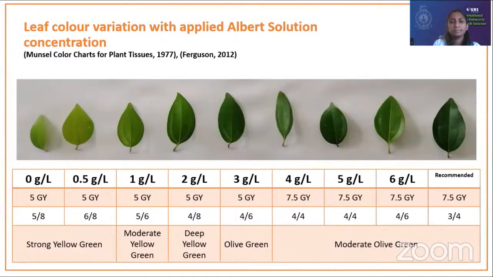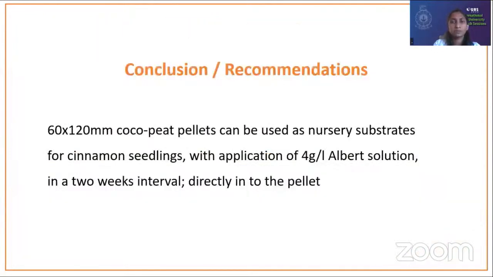Considering all these factors, 4 grams per liter level can be selected as the suitable fertilizer level with plant growth performances similar to the recommended media. Conclusion: 60 into 120 cocoa peat pellets can be used as nursery substrate for cinnamon seedlings, with application of 4 grams per liter Albert solution at a 2 weeks interval and applied directly into the pellet.